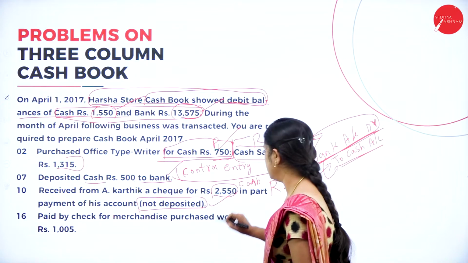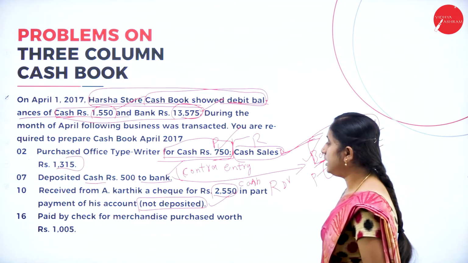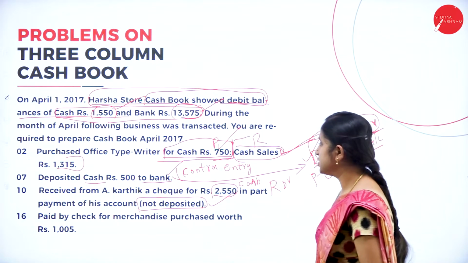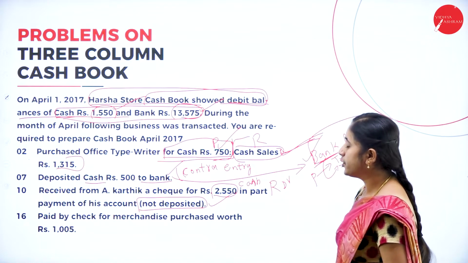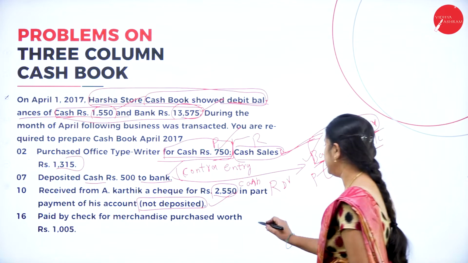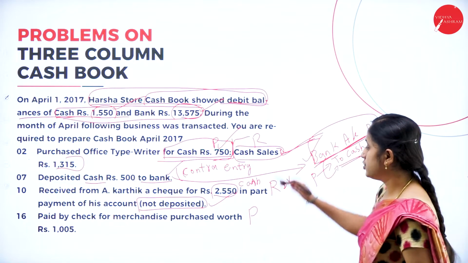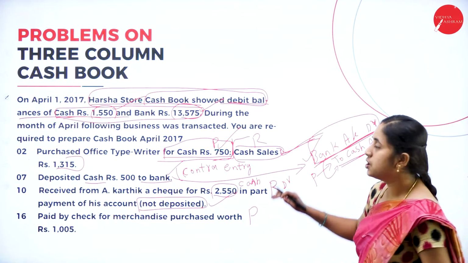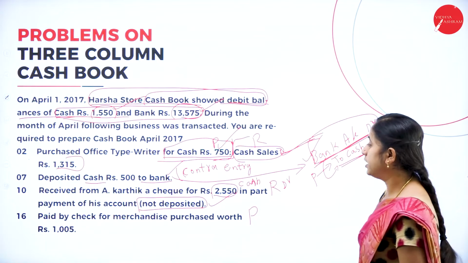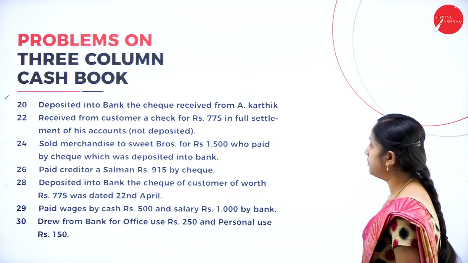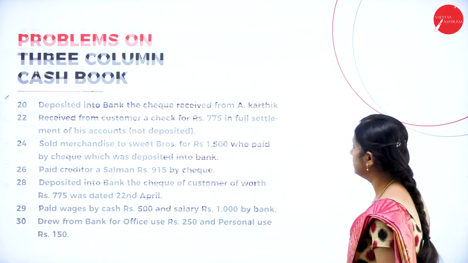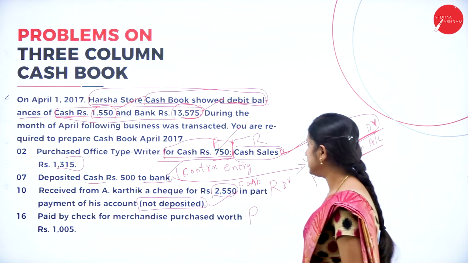So this is over. Next, paid by check for the merchandise purchase worth rupees 1,005. That means payment, so write on the payment side. You are paying through check, so your bank amount will reduce. So in the bank column, write 1,005 rupees. Paid by check. Date is 16.